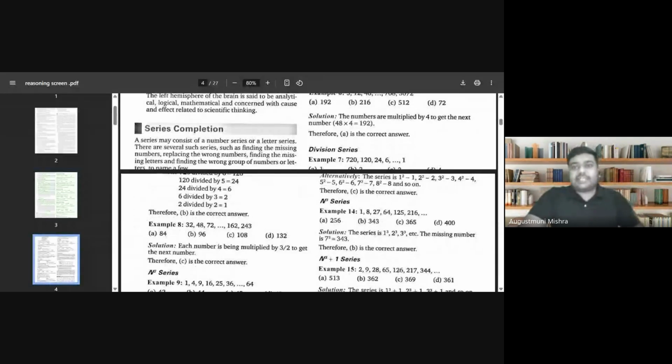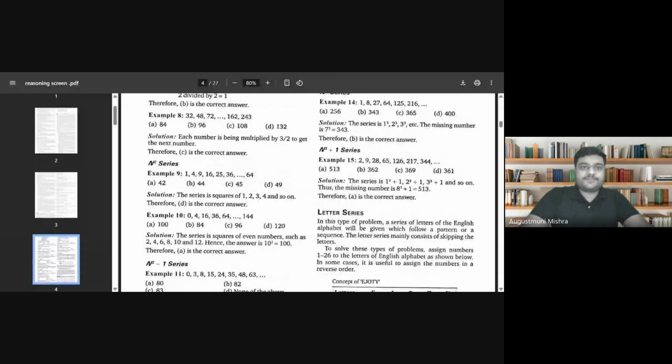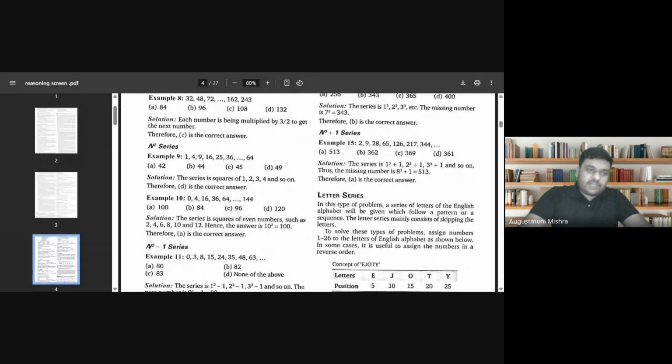Now the same kind of question, example 7. Here is a question of division, like 720, 120. I think it is not clear, because it is cropped, so we'll move to another question. Sorry for the inconvenience. Now we'll start with example 8.